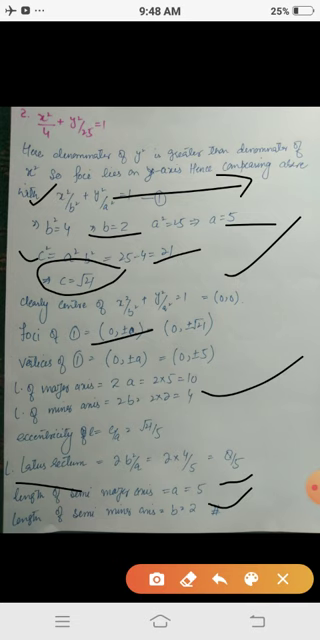In tomorrow's video lecture we will derive the equation of the ellipse when certain conditions or certain constants are given.